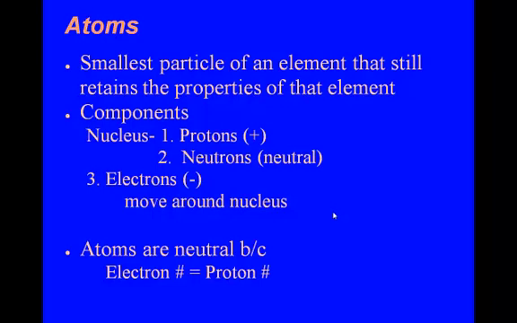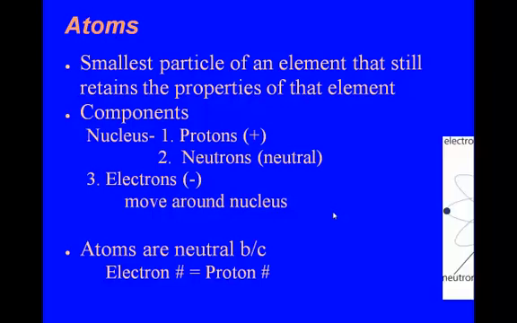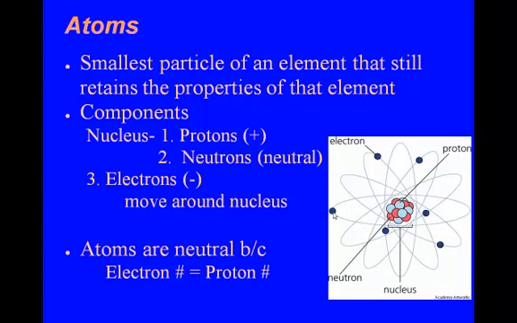Atoms. All right. Atoms are the smallest particle of an element that still retains the properties of that element. So there are parts or components here. You can see on the picture to the right, in the center, you have a nucleus. Inside that nucleus are protons, which have a positive charge, and neutrons, which have a neutral charge, which basically means no charge. Now, orbiting around the nucleus are the electrons, and they have a negative charge. Atoms are considered neutral because the number of electrons should equal the number of protons, meaning that your negatives will equal your positives, thus making you neutral.